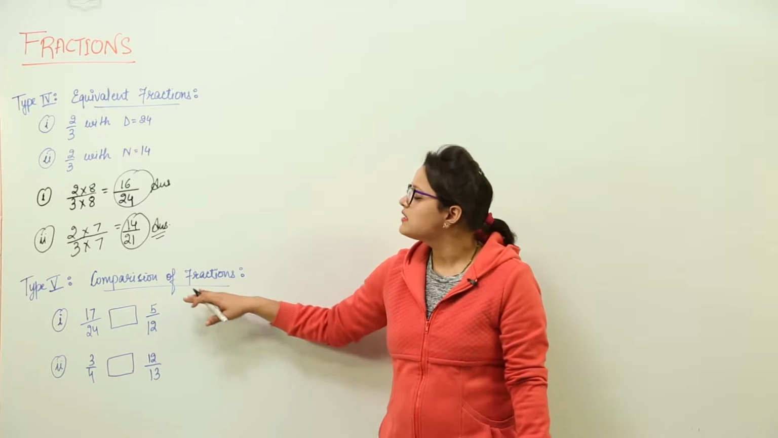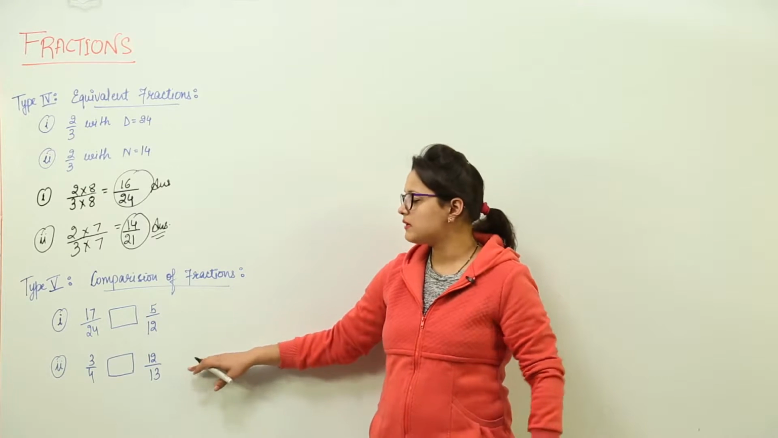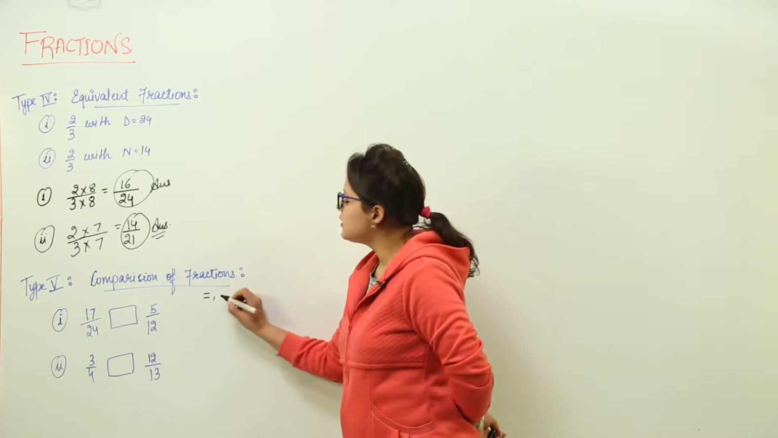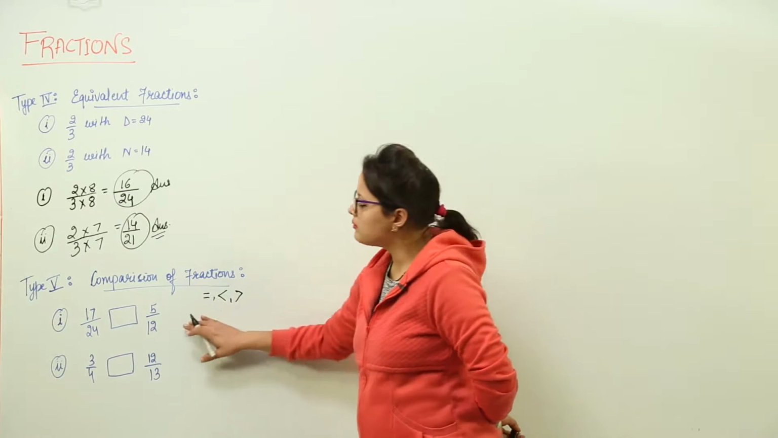The next type is in which we have to compare the fractions in first part and second part. That means we have to identify whether the fractions are equal to each other, which one out of them is greater or smaller than, right? So how do we compare that?